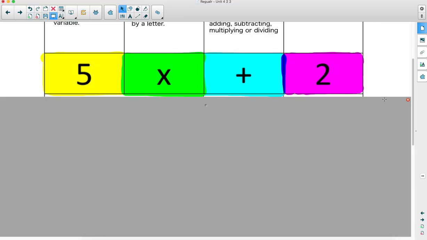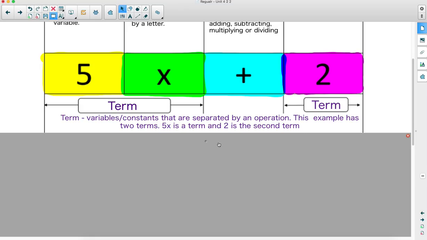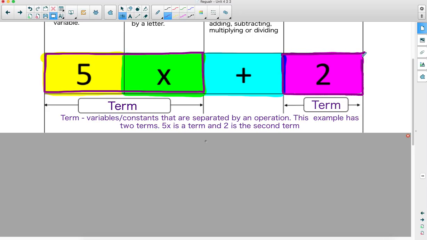And then we just have a few more to talk about. Next, the vocabulary word is term. And you can see here I have this word written twice. So I have 5x, and this whole thing here, let me grab a color here. 5x, this is one term. Okay, they kind of go together in the sense that they're right next to each other. And then I also have another term over here, which is just the 2, the constant. 2 is a term by itself.